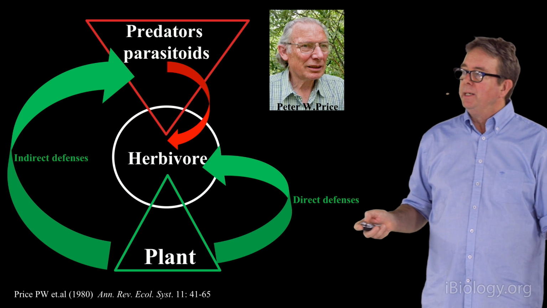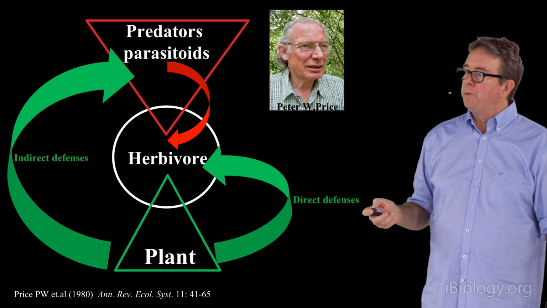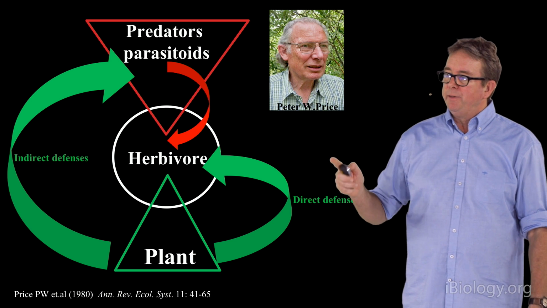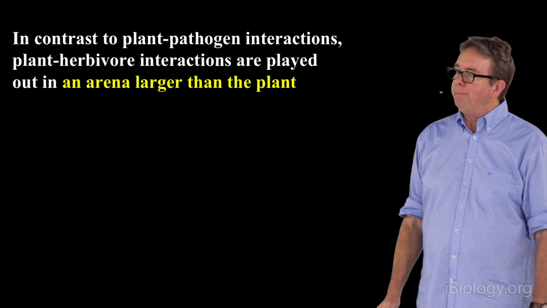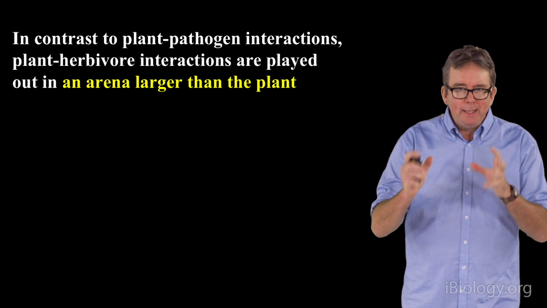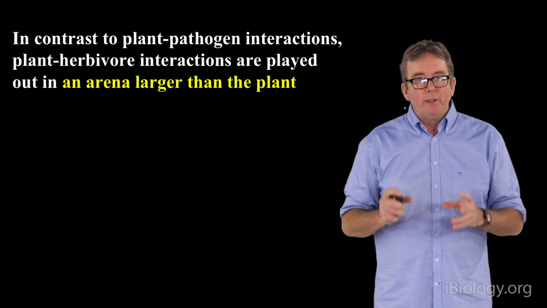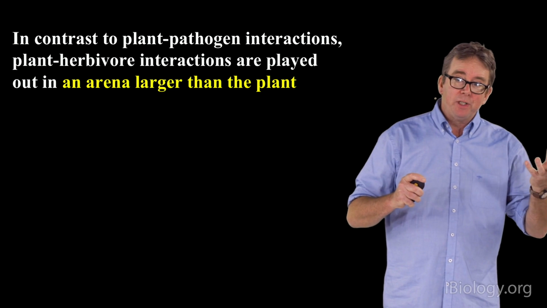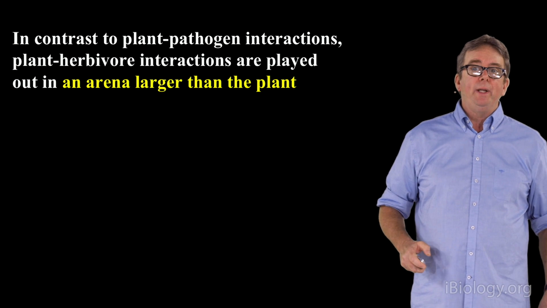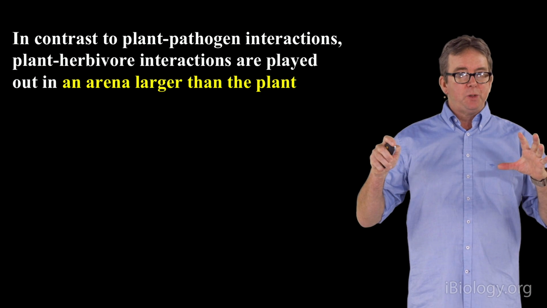This is an idea, as I said, first put forth by Peter Price and a number of colleagues in a very important paper in Annual Reviews in 1980. So what this means is that the plant-herbivore interaction, in comparison to the plant-pathogen interaction, is played out on an arena that is much larger than the plant itself.